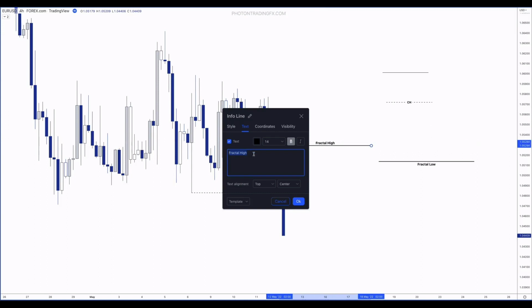So say you open this up, there's a text box up here. You can add whatever you want. So like fractal high, I've done fractal low for the other one, right? Because you can put the text in the middle or the bottom, center, left or right. You can play around with that. It's all reasonably self-explanatory, text size, color, etc.